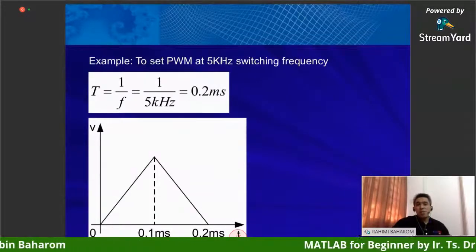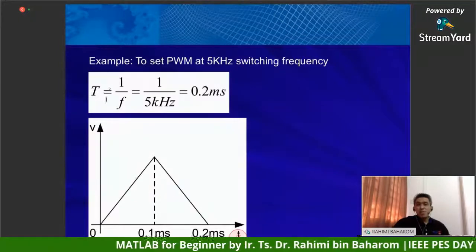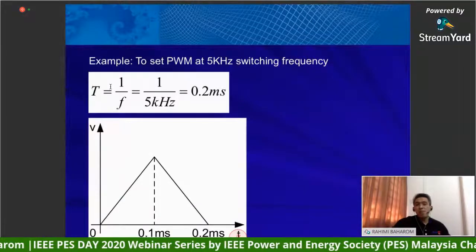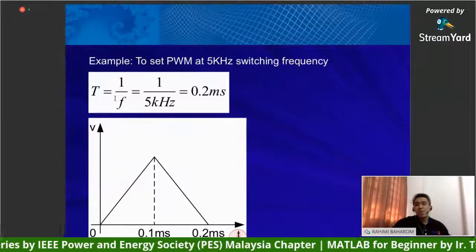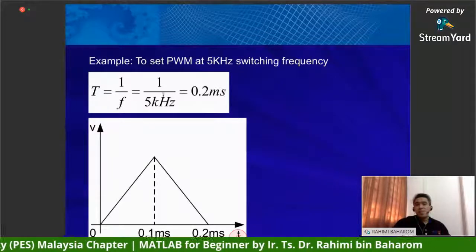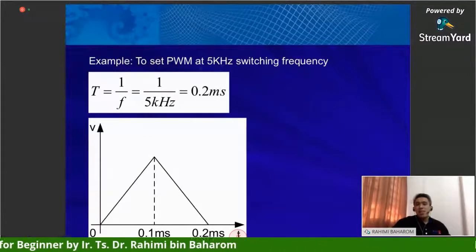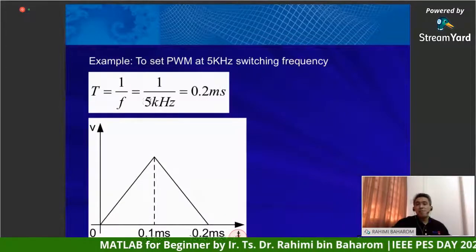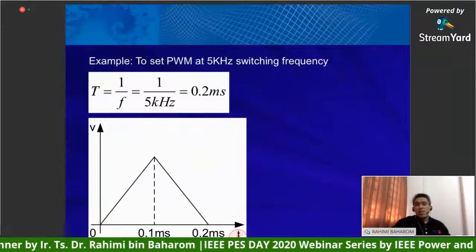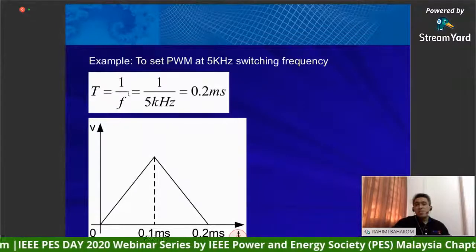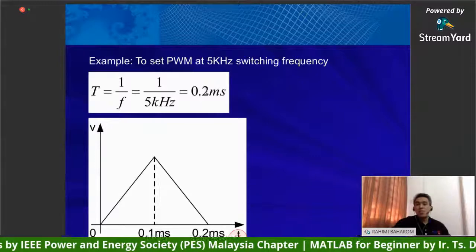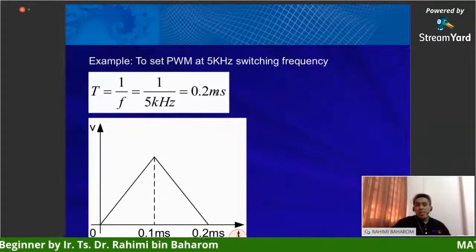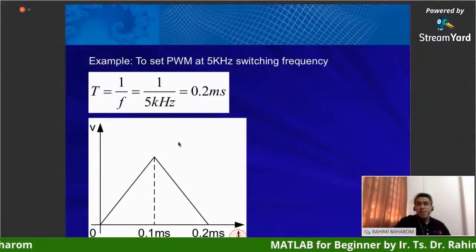So how does it work? Based on this equation, T equals 1 over F. Time for one full cycle equals 1 over F, where F is the frequency, in this example the switching frequency. Let's say we set the switching frequency to 5 kilohertz. We insert F equals 5 kilohertz, so T equals 1 over 5 kilohertz, which means T equals 0.2 millisecond.